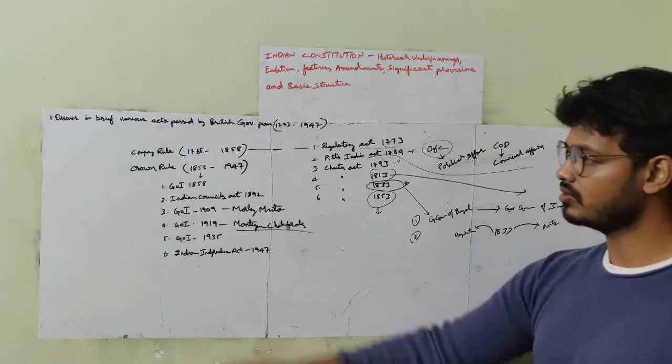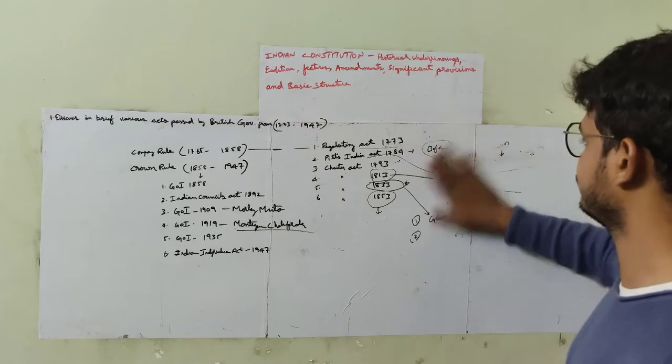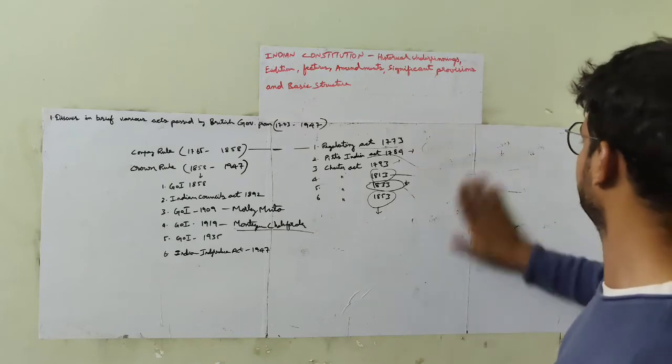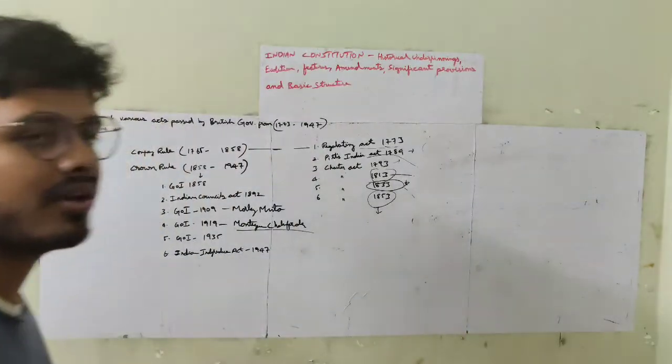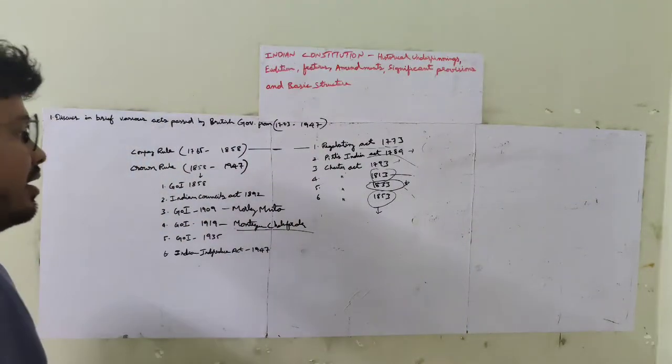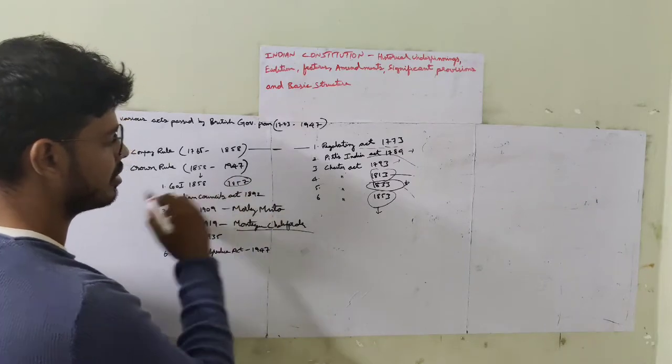Now let's go to the Crown rule. Okay. So Government of India Act 1858. In 1857, there was a Sepoy Mutiny.